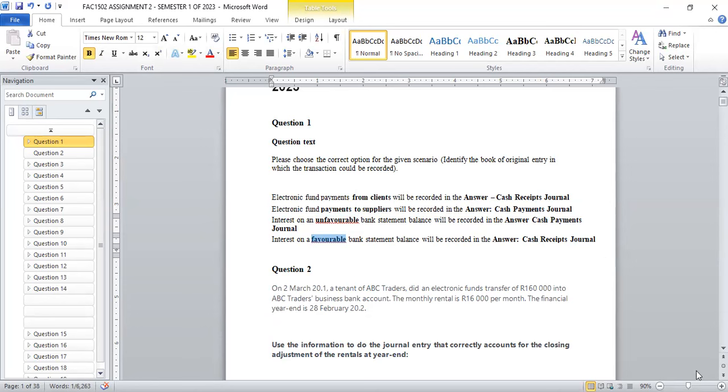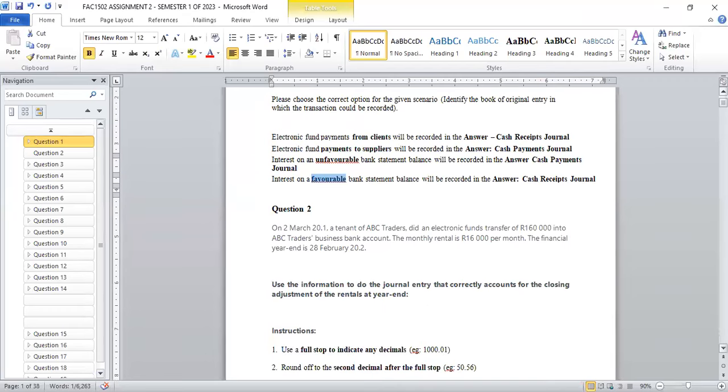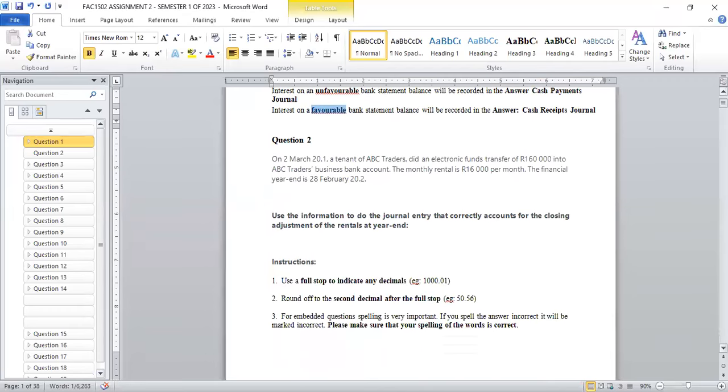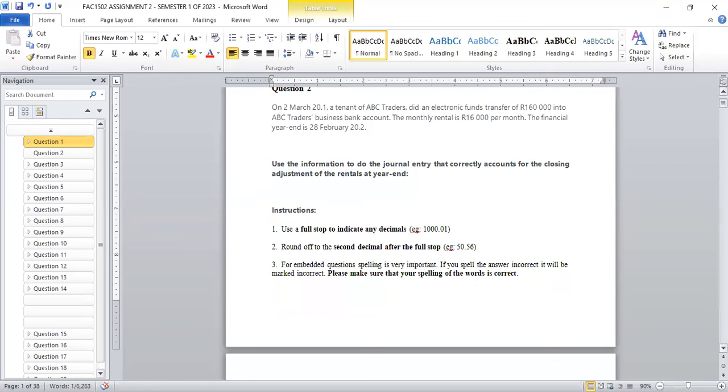Remember, in the cash receipts journal, we record transactions where we are receiving money. And in the cash payments journal, we record where we are paying money. Any questions?